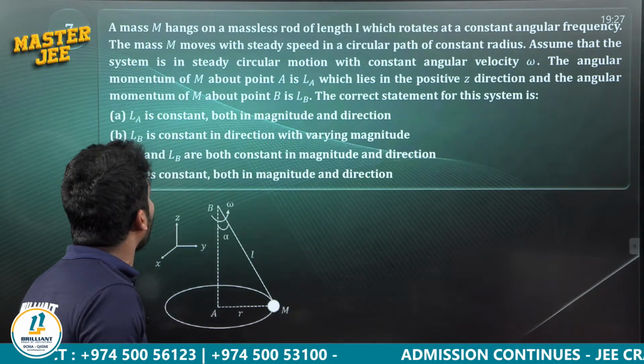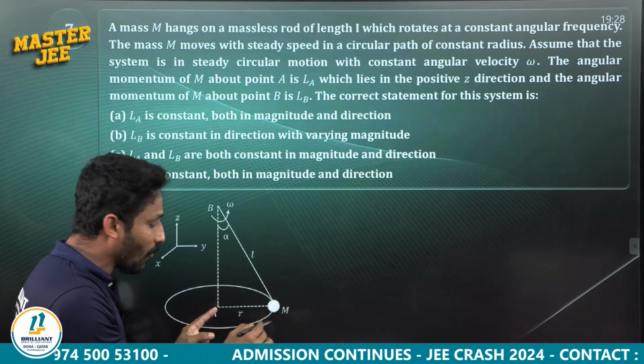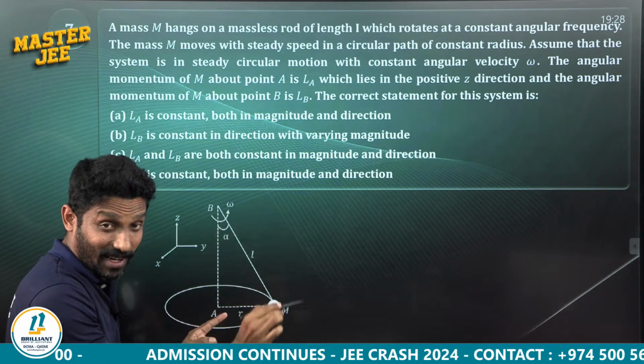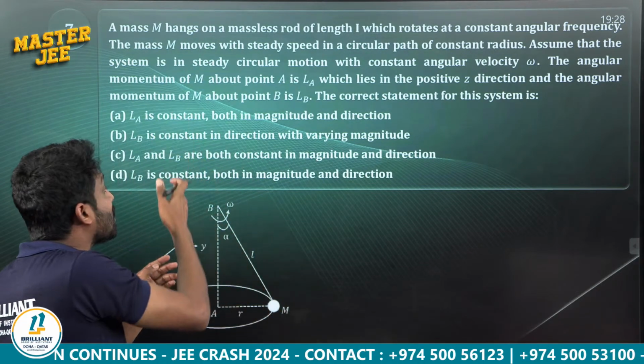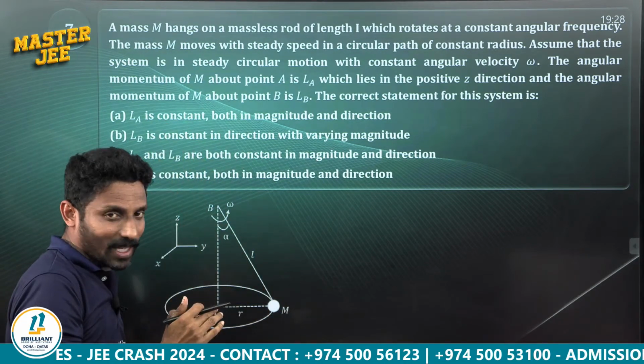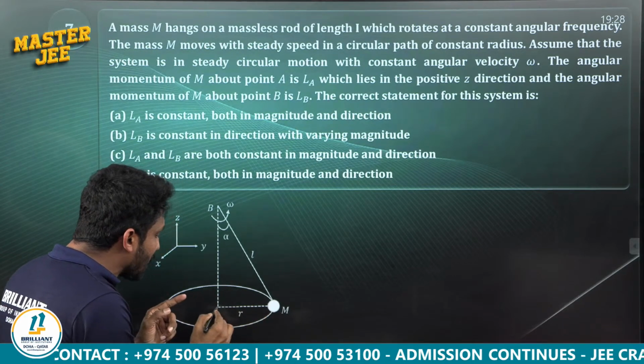The angular momentum of M about point A is LA, and about point B is LB. Then which option is correct? That's the question. Clear? See, angular momentum of this one based on A.